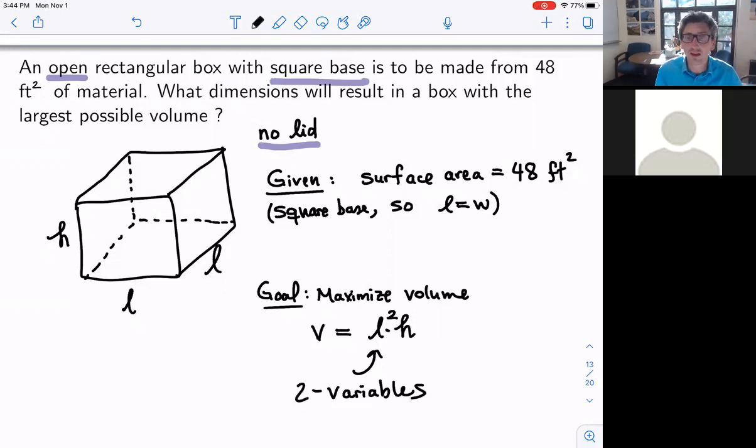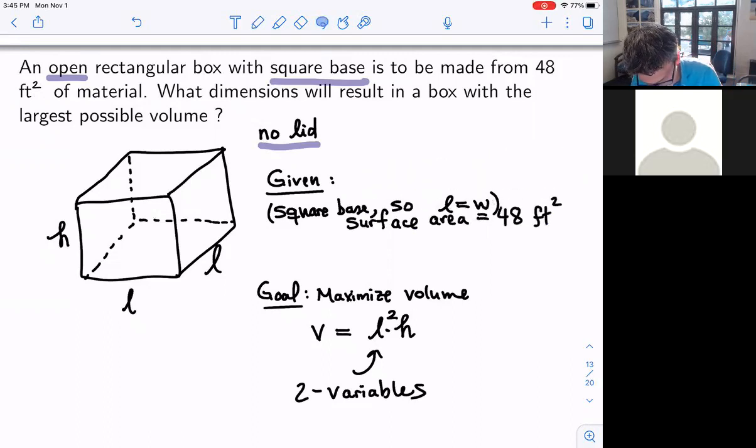We still have to get it down in terms of one variable if we're going to think about graphing anything or using calculus. And so now we're going to have to work out what that surface area is, right? And so let's take that surface area and study it.